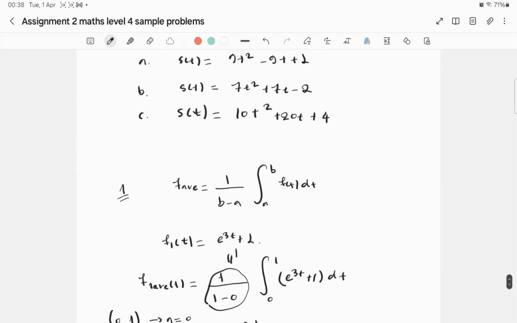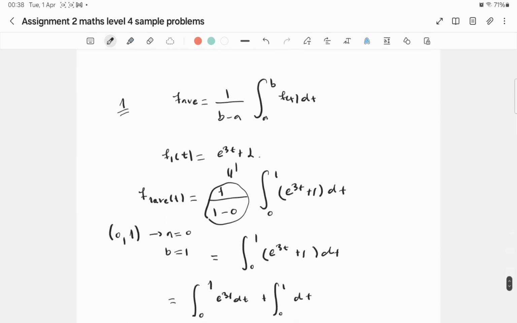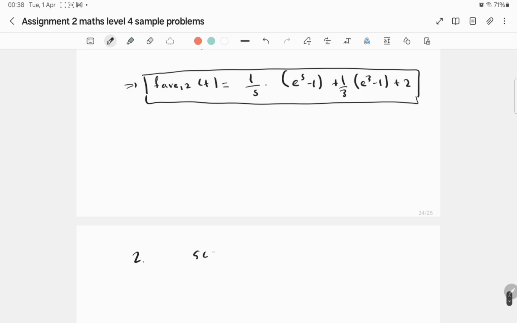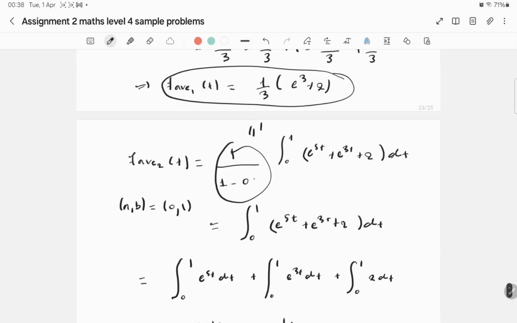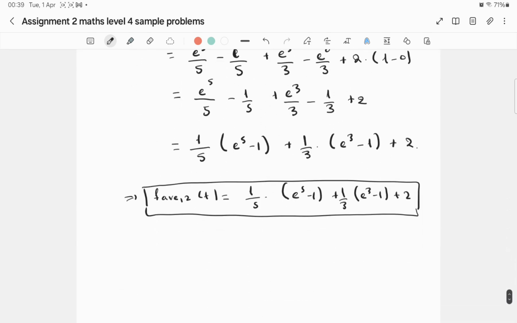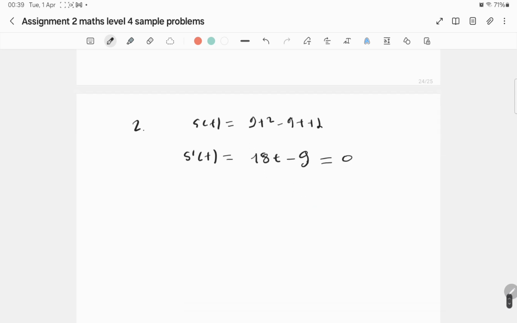And now I go to the other part, which is to find the behavior of these functions. So number 2, s(t) equals the first function, 9t squared minus 9t plus 1. We calculate the first derivative of the function, that's 18t minus 9, and we take that equal to 0 to find the critical point.